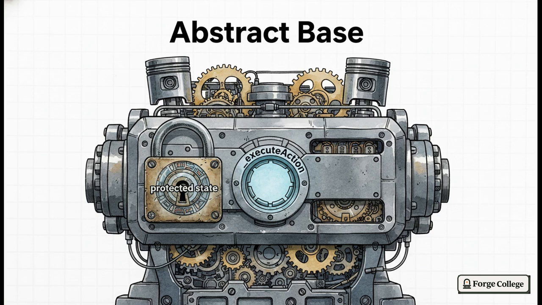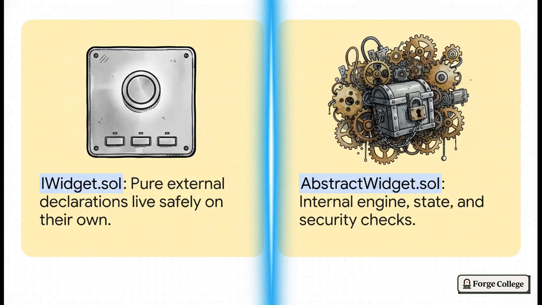But most importantly, it delegates the heavy lifting behavior to an internal hook called execute action. In Solidity, we explicitly mark this function with the virtual keyword. This is that extension point we defined earlier. It provides all the shared security checks up front, but leaves the specific action deliberately blank for derived contracts to fill in later on. Seeing these side by side really highlights the complete separation of concerns.